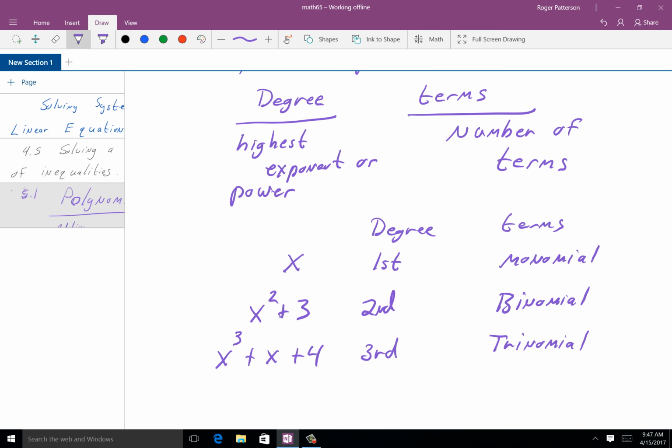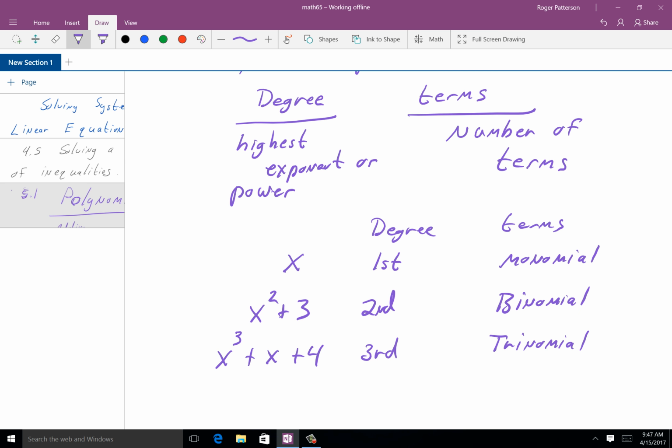Now notice also that when you write polynomials, you want to try to write them with the highest power first. We call that descending order. So here we went 3, 1, and the last term doesn't have a power. So you always want to start with the highest power first when you're writing them, in descending order. It's going to help you a lot later on.